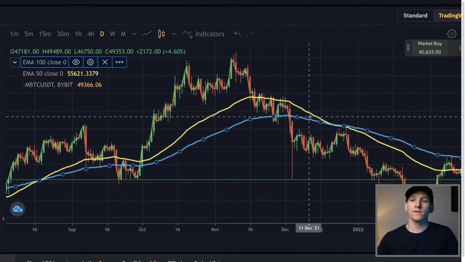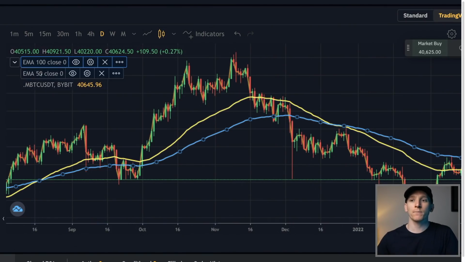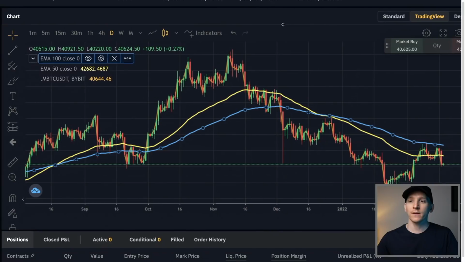Why this is important is because all moving averages do, and you need more than one, otherwise it doesn't make sense, is tell you in context where the price is moving. And you obviously need two to tell you where that is. So a lot of traders will take a shorter period and a longer period. Right now you can see I've got a 50 and a 100. The 50 is in yellow and the 100 is in blue.